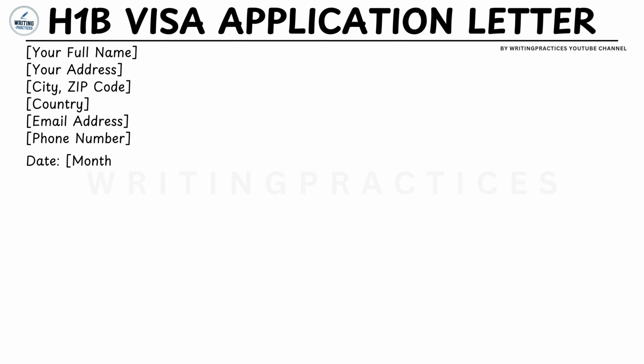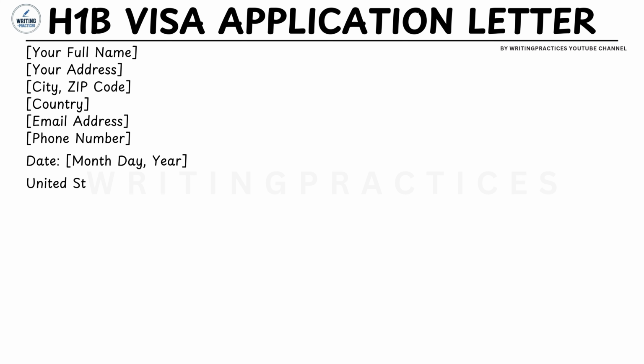Date, indicating when you're writing the letter. Next, you need to include the date when you are submitting the letter. Since immigration applications are processed in chronological order, having a clear date helps USCIS track your application. The format should be professional and straightforward. April 15, 2025. Make sure this date aligns with when you're submitting your documents to avoid any confusion.